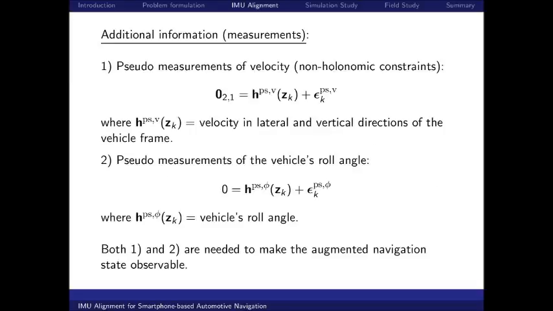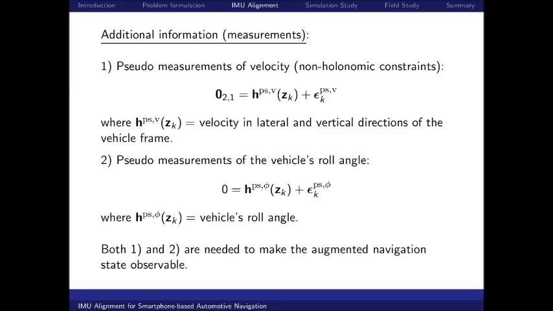To make this augmented navigation state observable, we need new measurements in addition to the GNSS measurements. Therefore, we will use two typical characteristics of vehicle dynamics. First, we note that the vehicle's velocity tends to be roughly aligned with the forward axis of the vehicle frame. This information can be incorporated into the filter in several ways. Here we chose to introduce pseudo measurements of zero velocity in the lateral and vertical directions of the vehicle frame.